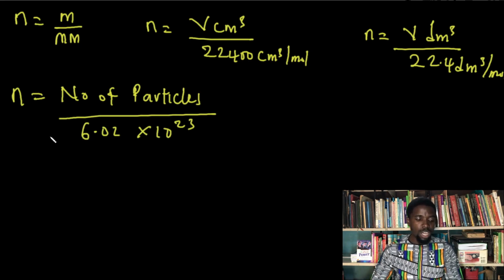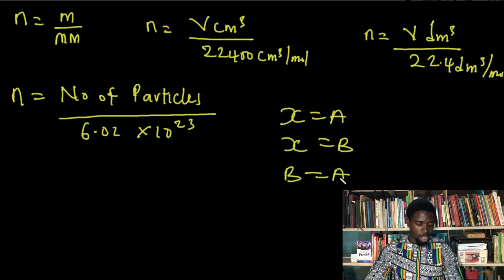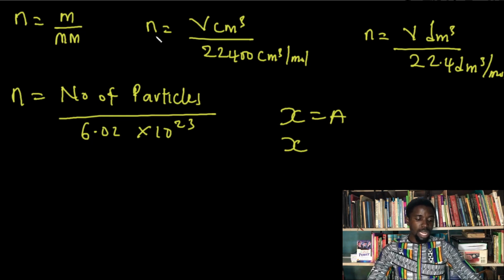Now, these relations are relations of the different particles or quantities of measurement to number of moles. Let's see. If I have that x equals A and this same x equals B, it simply means that B equals A. Now, why did I make this statement? If you look at the board, you will notice that n equals volume in cm cube all over 22,400, and this same number of moles equals mass over molar mass.